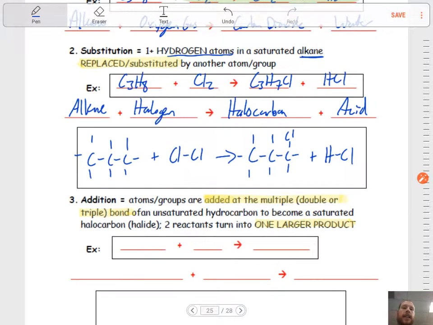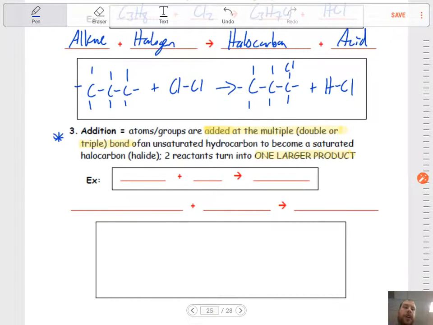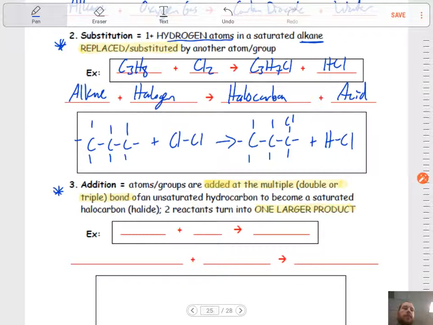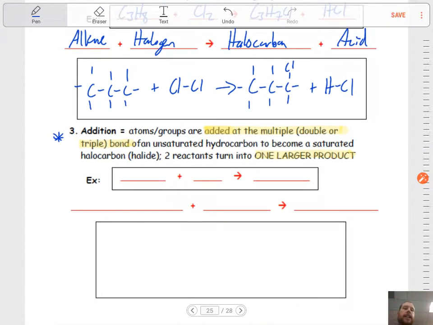That's one way to distinguish between substitution and addition, which, by the way, are two to make sure you know. I've seen quite a few Regents questions dealing with these two reactions, so make sure you're aware of it. One larger product. That's one difference between these two. Substitution is going to have two products. Addition is going to have one.